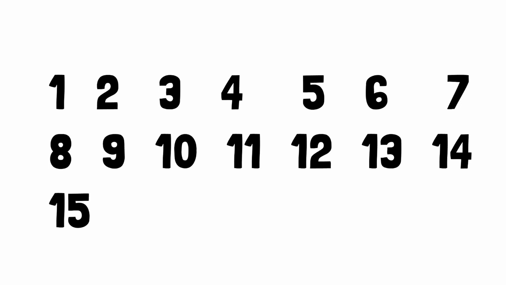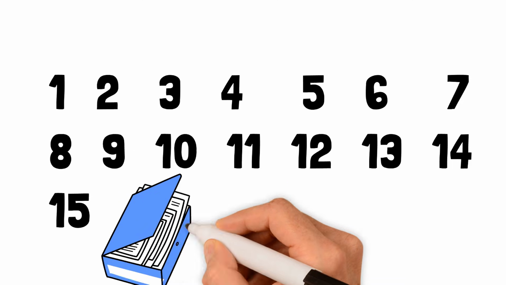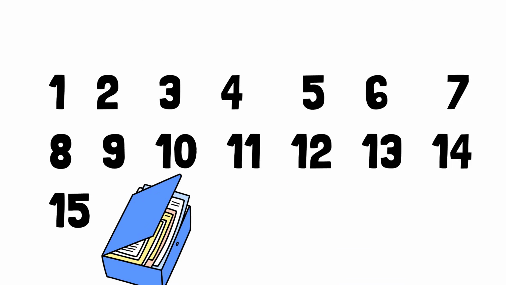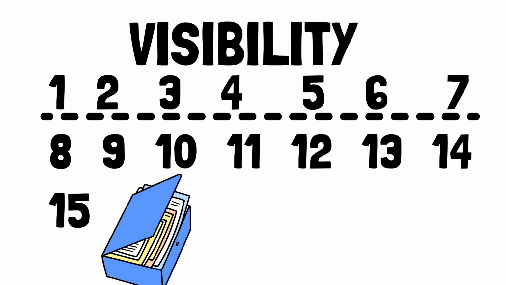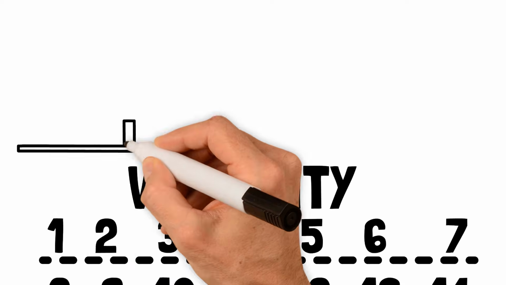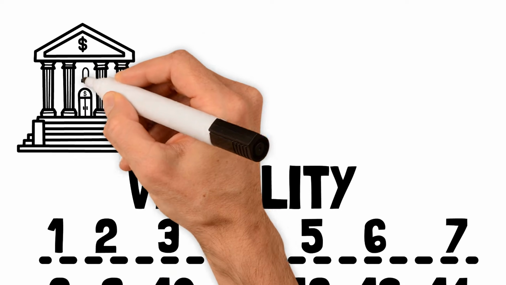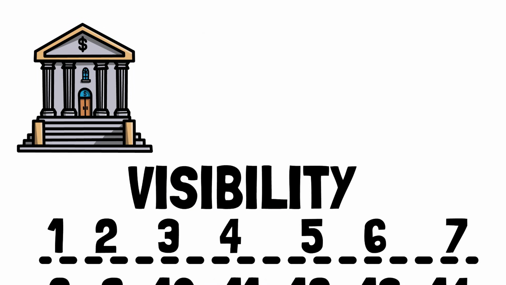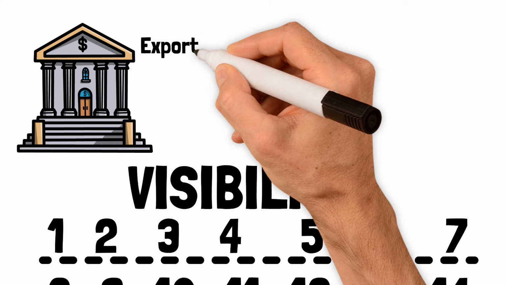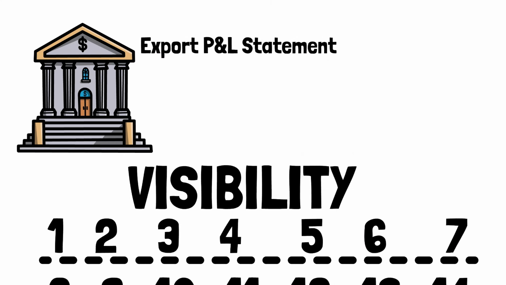Let's start with the first 15 days, because budgeting is not about guessing numbers, it is about collecting the right data. During week 1, your only job is visibility. Open your business bank statements from the last 3 months. If you use accounting software, export your profit and loss statement. If you do not, simply download your bank transactions into a spreadsheet.